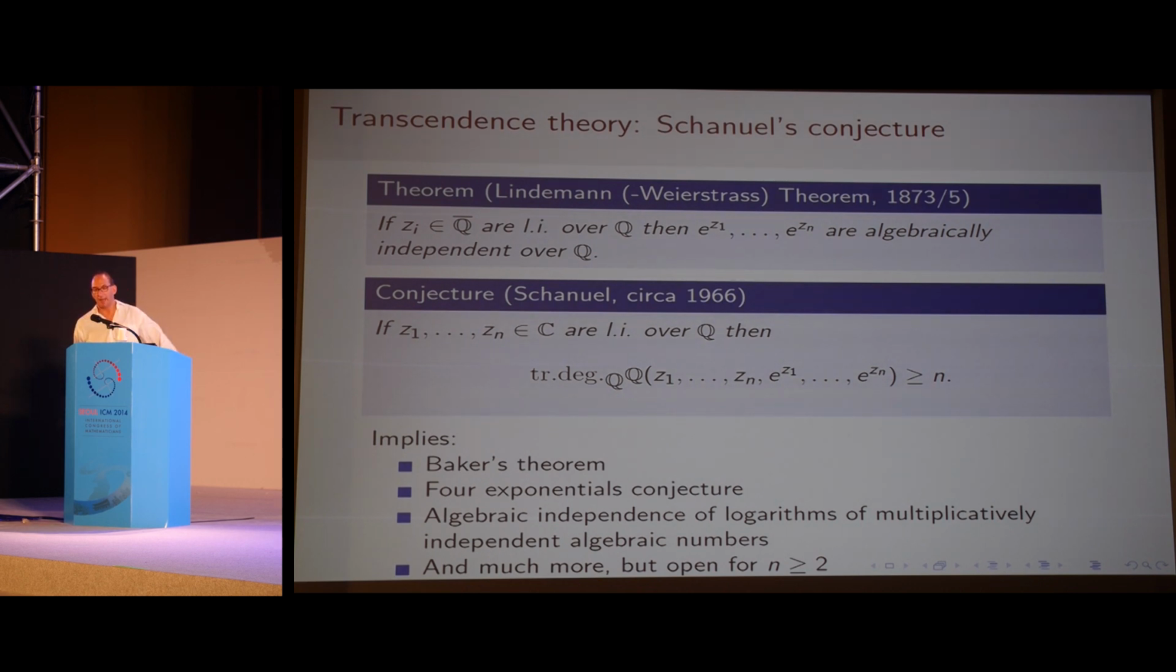The right-hand side n in this conjecture is optimal, since we may certainly have all the z_i's algebraic, as in Lindemann's theorem, or all the e to the z_i's algebraic. Schanuel's conjecture implies Lindemann's theorem, Baker's theorem, the 4 exponentials conjecture, and much more. It remains open even for n equals 2. For example, it is not known that log 2 and log 3 are algebraically independent.